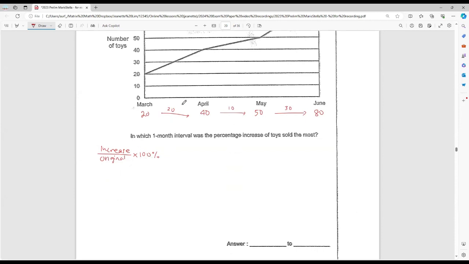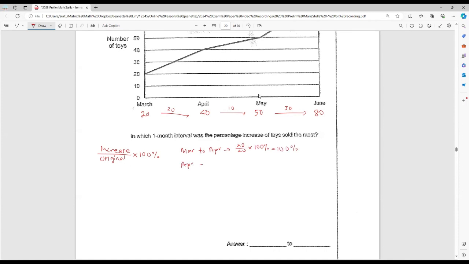Let's look at each of the months. The original for the first increase is 20. Original for the second increase is 40. Original for the third increase is 50. So from March to April, percentage increase is 20 over 20 times 100%. And this is actually 100%.